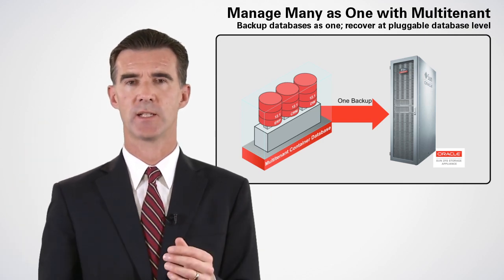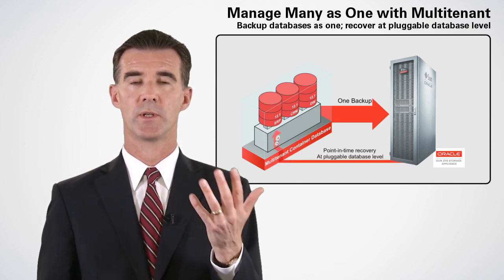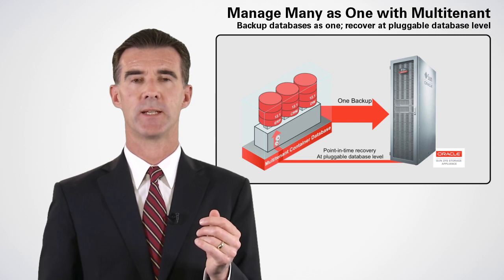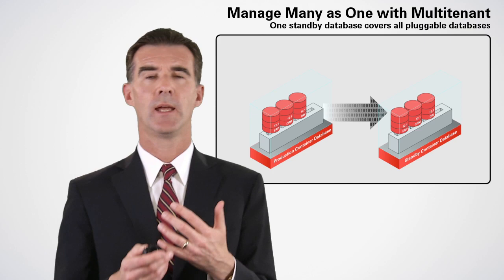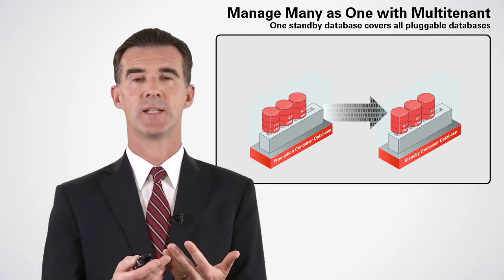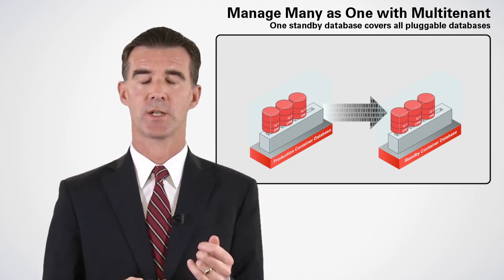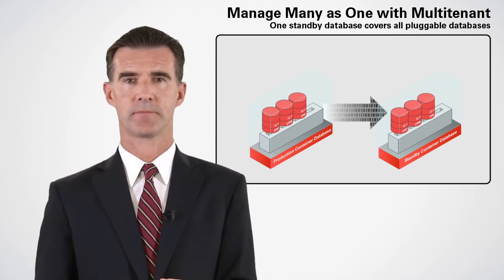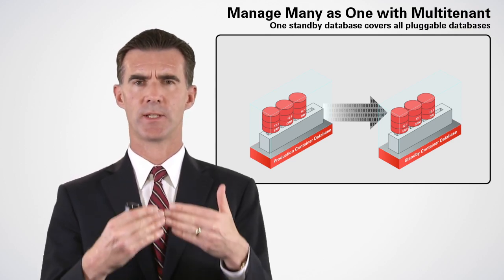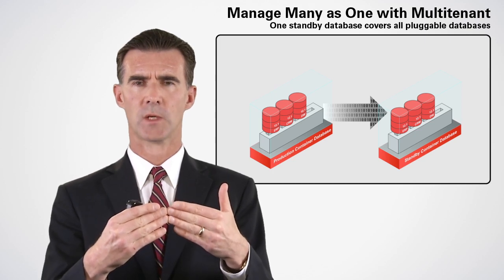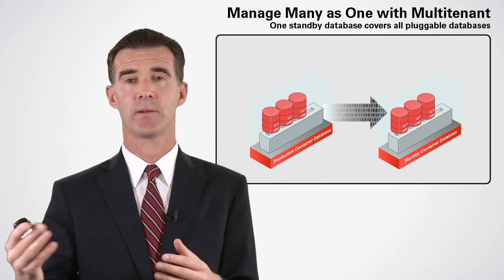All the PDBs benefit from this single backup, but we retain granular control, which in this case means that we could do a point-in-time recovery at the pluggable database level. Another example of managing many as one is configuring, let's say, Active Data Guard in a high availability environment. We have a production database and a standby database. Again, Data Guard is configured at the container database level. It's an operational concept. We have a single unified redo stream replicated from the production side to the standby side.